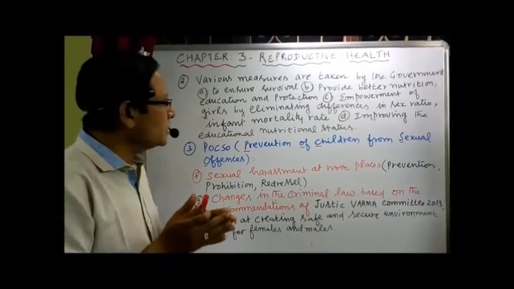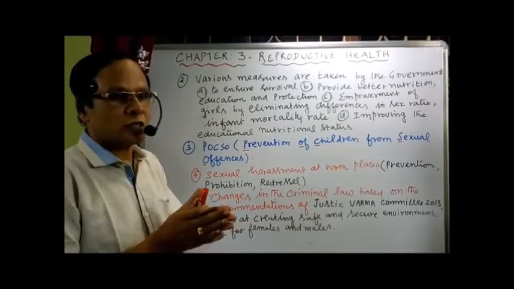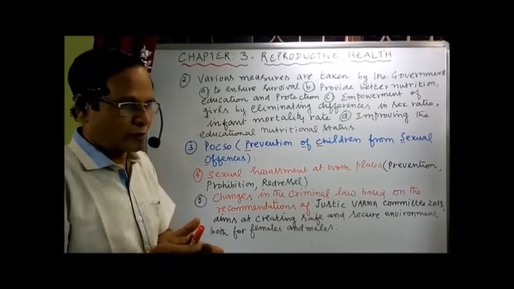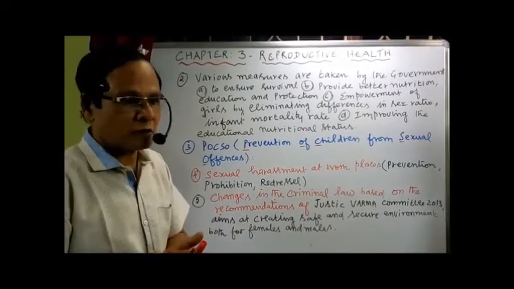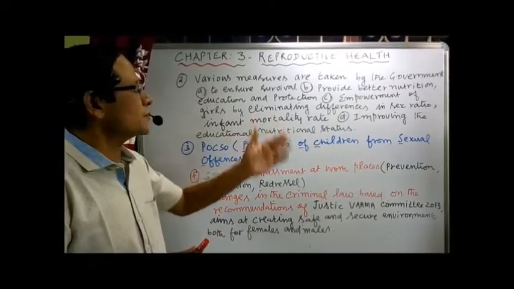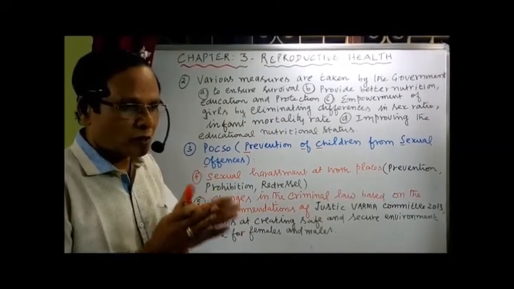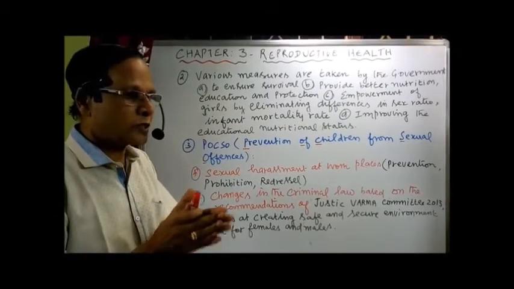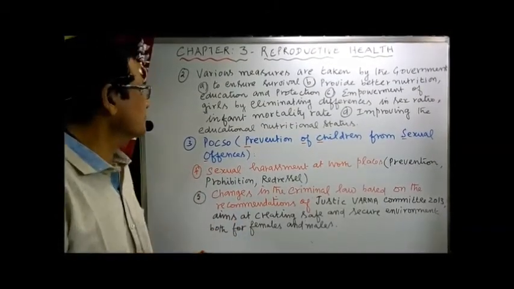That's the second one. The third one, empowerment of girls. How? By eliminating the differences in sex ratio, equality between male and female. That is giving more power to the girls just by eliminating differences in sex ratio. We have to have only one. Both male and females are equal in number in all aspects.